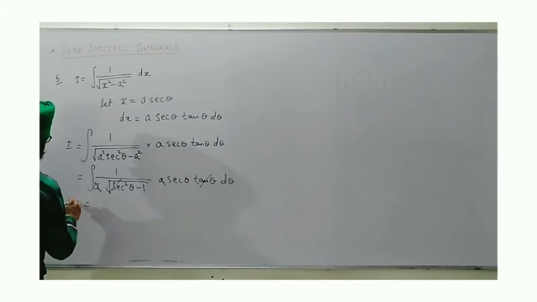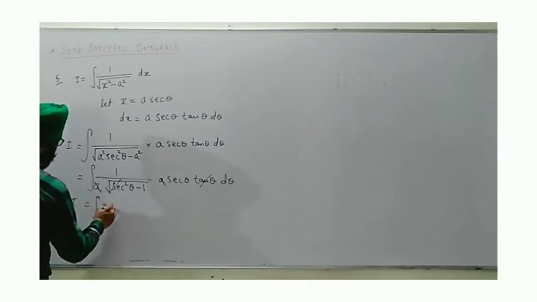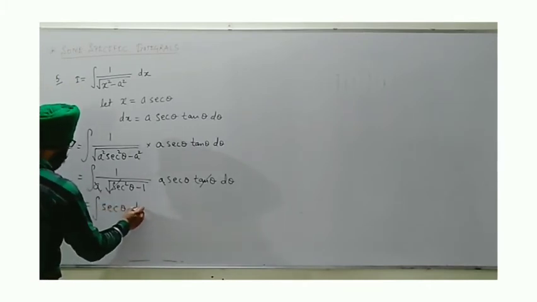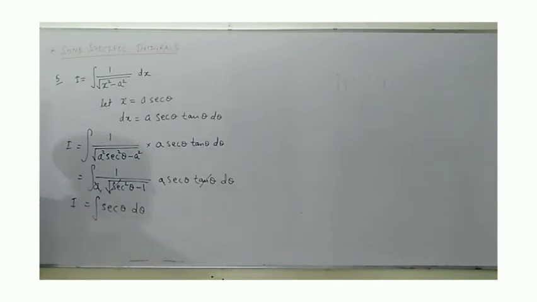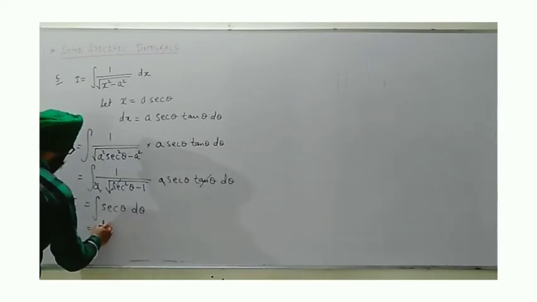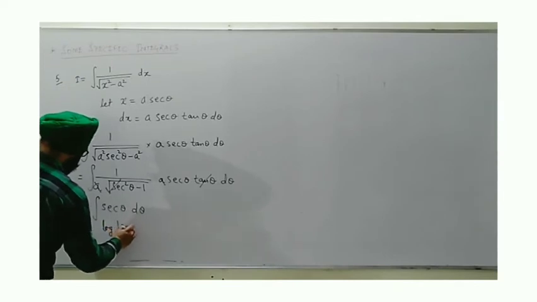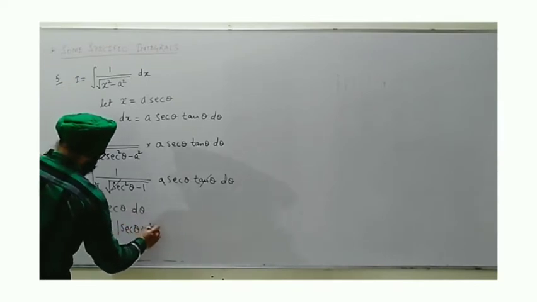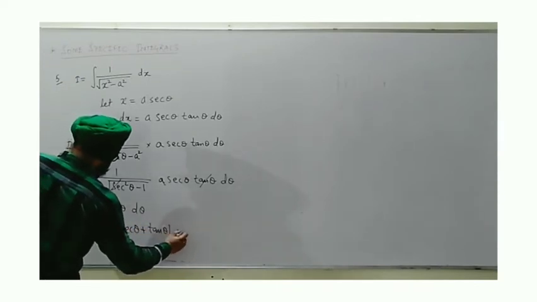So finally we are left with the integral as the integration of sec theta d theta. Now sec theta, which we have seen in previous modules, we will use this as an identity, and directly we will write it is log of mod sec theta plus tan theta plus c.